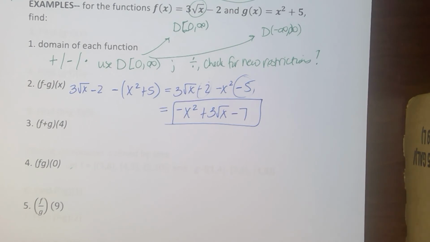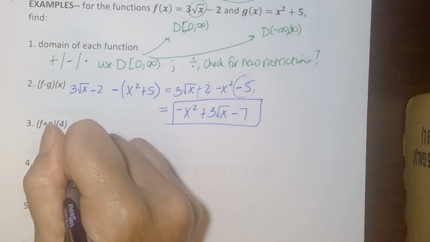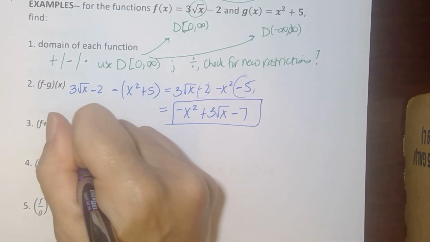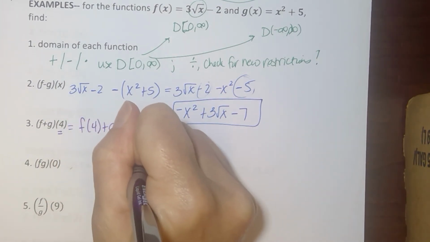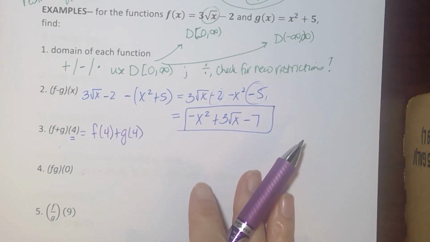Okay, our second problem says to find f plus g of 4. So I'm going to add the 2 functions together, and I'm going to replace x with 4. Another way to look at that would be to do f of 4 plus g of 4. If I'm only doing a single example, if I'm not plugging in multiple values, it's easier just to plug in that value first. So let's do that.